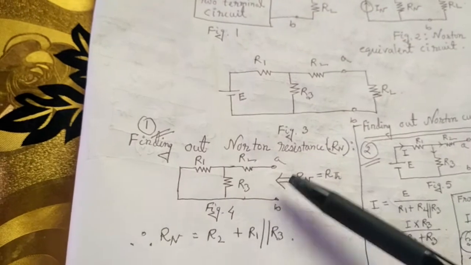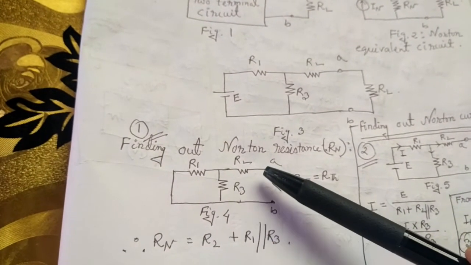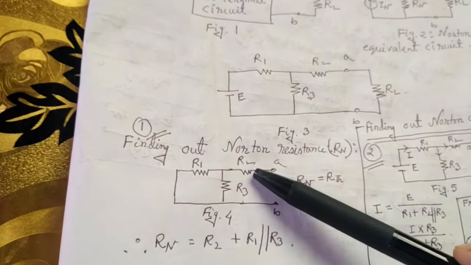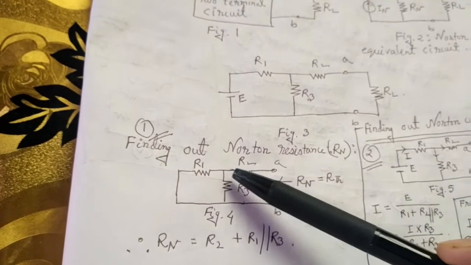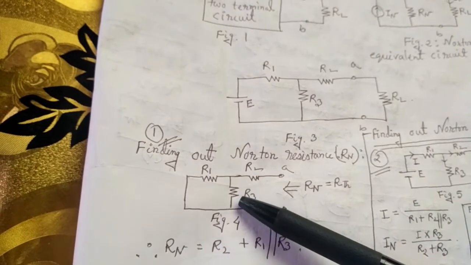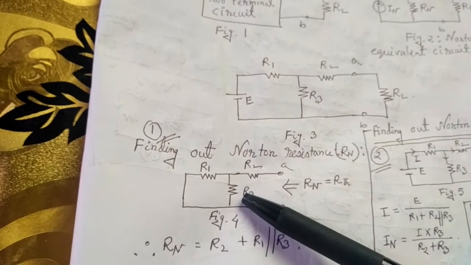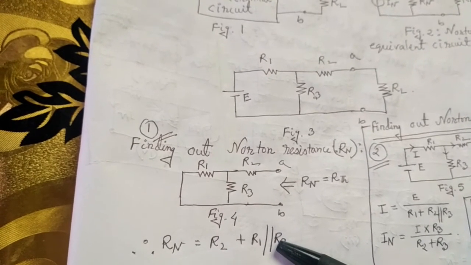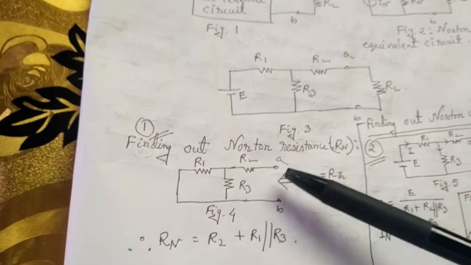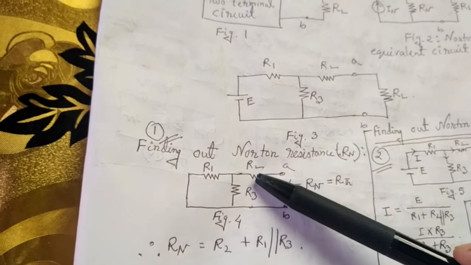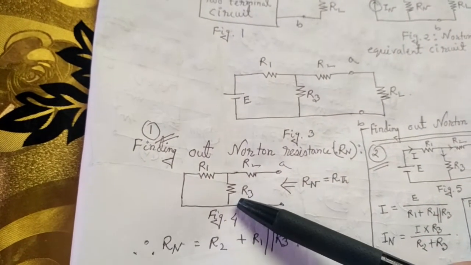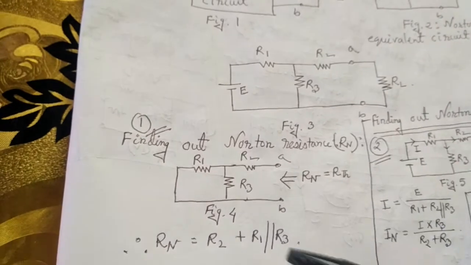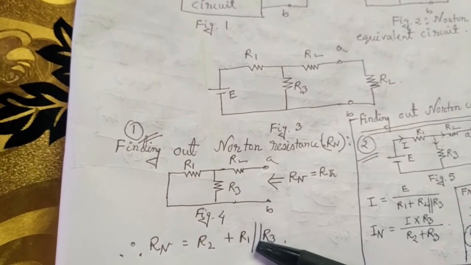So if you consider A to B, from A if you go in this way, R2 is in series. That's why R2 plus, and you see current is divided in two parts now, R1 and R3. That's why R1 parallel R3. So we have written R2 plus R1 parallel R3. Again I am saying, if you go from A to B, R2 is in series, then R1 and R3 are in parallel. That's why we have written R2 plus R1 parallel R3. That is the equation for RN.